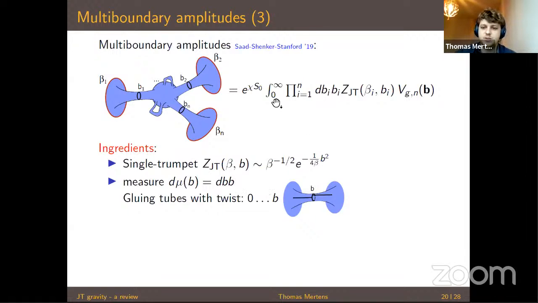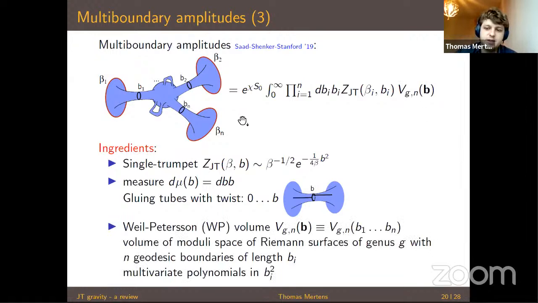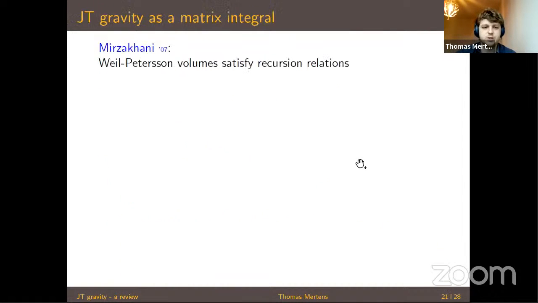And the geodesic length is integrated from 0 to infinity to sum over all possible geodesic lengths with which you can glue these surfaces together. And then finally, this interior object that you have here is the Weil-Petersson volume. It's a function of all of the b's. It's an amplitude that only has geodesic boundaries, as I mentioned a couple of slides ago. And this is calculating the volume of the moduli space of Riemann surfaces of genus g with n geodesic boundaries of length b1 up to bn. And this is known to be a multivariate polynomial in the b_i squared. So this is the gravitational calculation you can do.